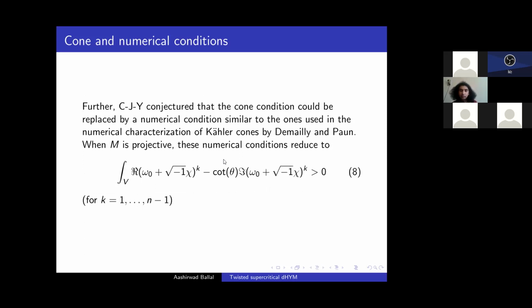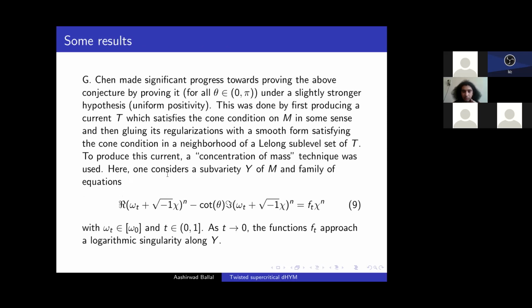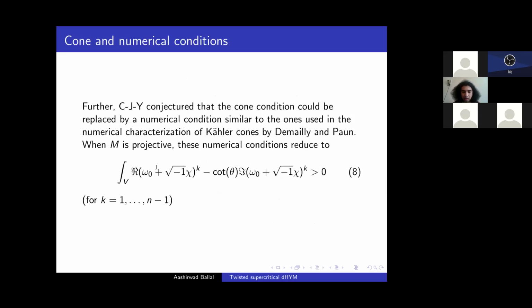Yeah, and Collins, Jacob, and Yau also conjectured that if you have some numerical criteria similar to the ones proved by Demailly and Paun, those numerical criteria should also be equivalent to the existence of a solution. Now, when M is projective, you can write these conjectured numerical criteria as these inequalities, where V is a k-dimensional variety.